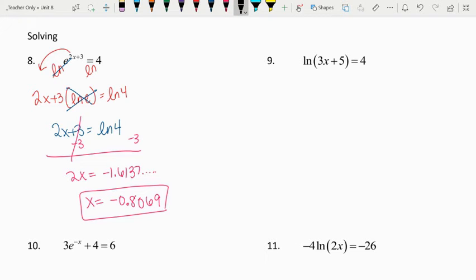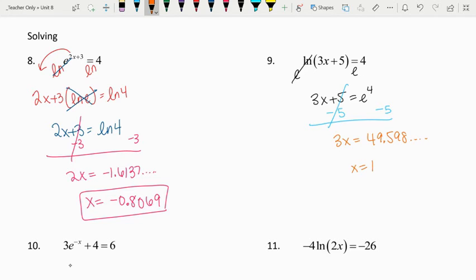For number 9, I have ln, so the way to get rid of ln is e both sides. We are going to exponentiate. So we have 3x plus 5 equals e to the fourth. If we solve for x, we would subtract 5, and then we would divide by 3. So 3x would equal e to the fourth minus 5, which is 49.598, and so on. Divide by 3, x is 16.5327.